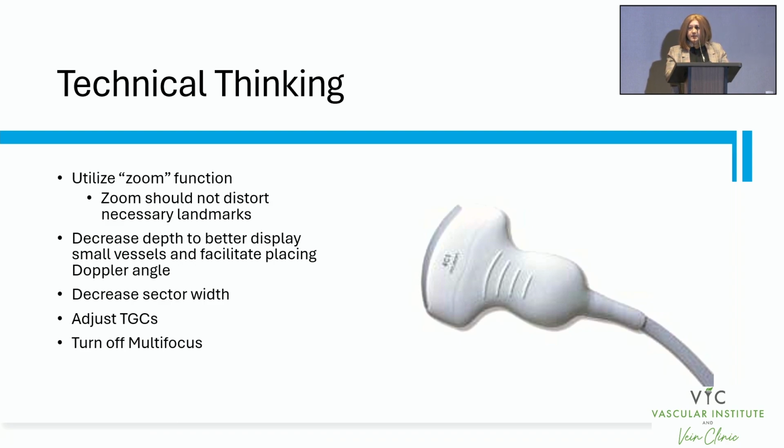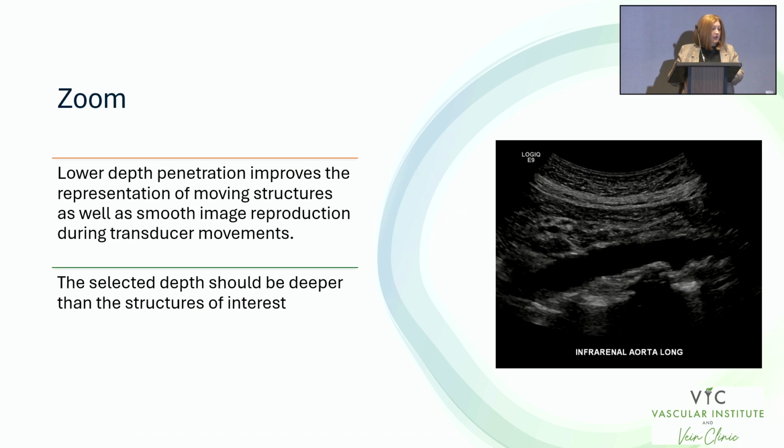Decrease the sector width. Again, we're talking about physics and your frame rate and your resolution. Adjust your TGCs. Put your focus where you want the focus to be. Turn off that multi-focus. You don't need all that. It just degrades your frame rate, your image, your resolution. Again, lower depth penetration improves the representation of moving structures. You want your depth to be deeper than the structures of interest.